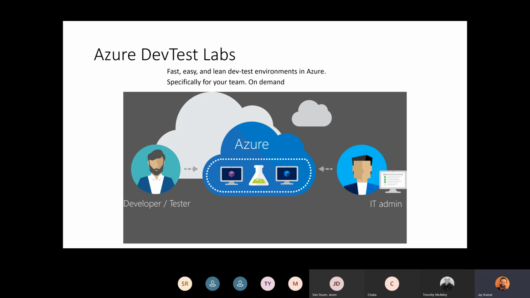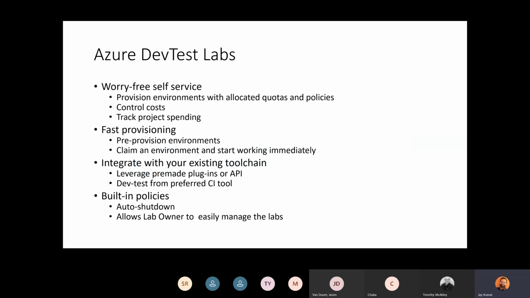And then the lab owner can actually delete stuff, and they can reassign to other people. So there are some things that they can do within the scope of the lab. So that's another cool way of controlling cost, and doing quick POC type work. Yeah, it's worry-free self-service. It's fast provisioning, integrating with existing tool chains and built-in policies. Like you mentioned, auto shutdown allows the lab owner to easily manage the labs.